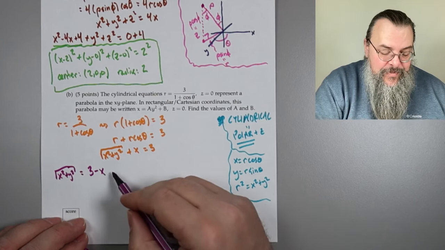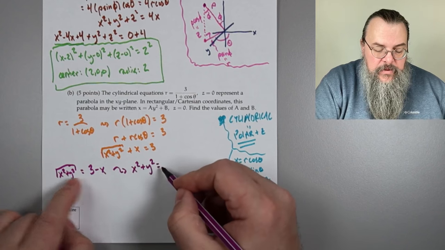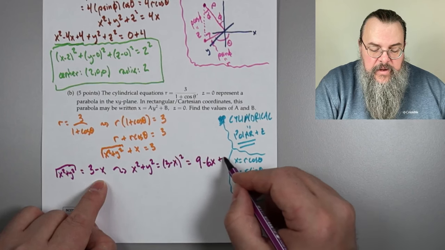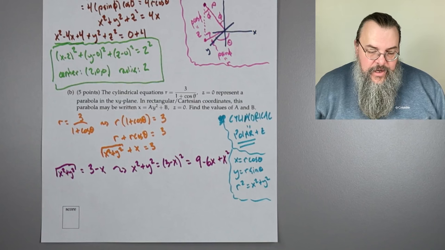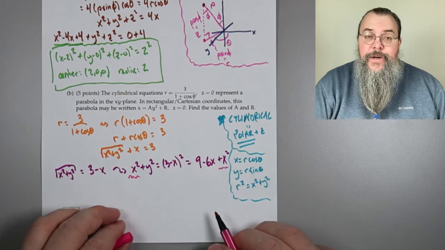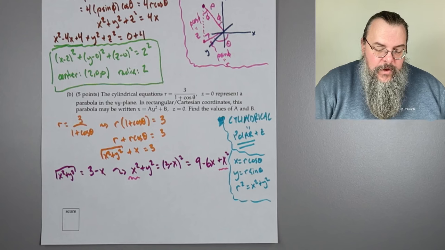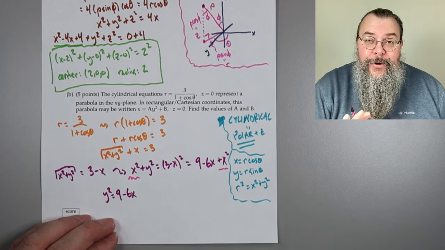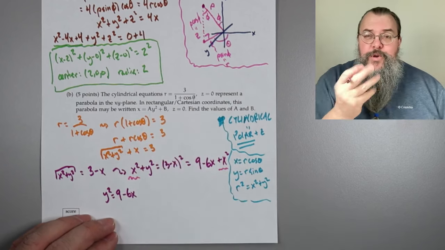Now we can square both sides. So square both sides, you'll get x squared plus y squared equals 3 minus x squared, which is 9 minus 6x plus x squared. All right, good progress. What do you see? We have x squared and we have x squared, which means cancellation. And so we get that y squared equals 9 minus 6x. And now we're pretty much in the home stretch because we have an x, a y squared, and a number. We just have to move things around.